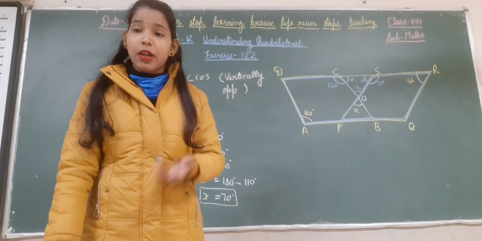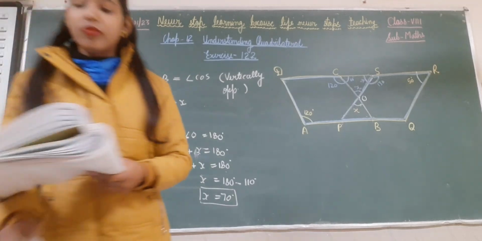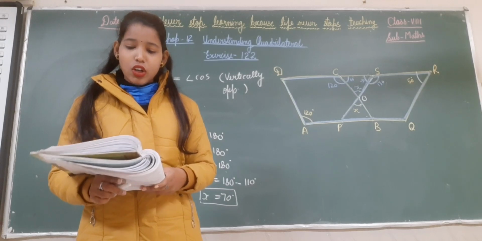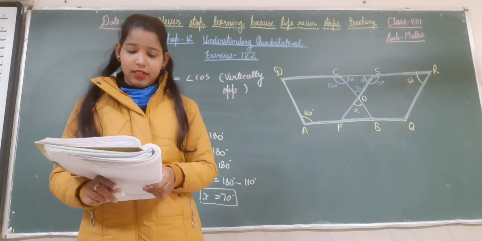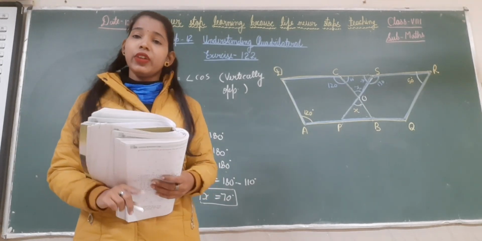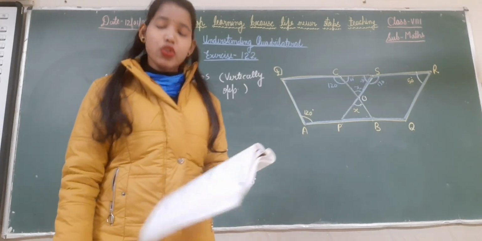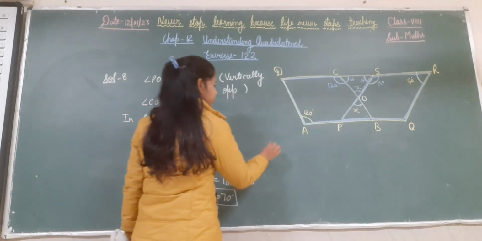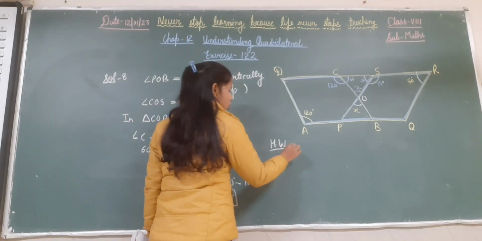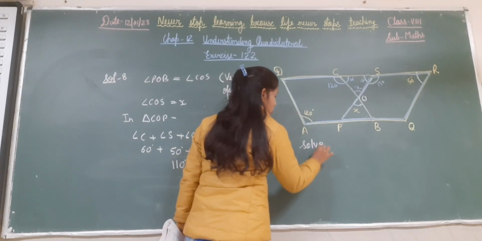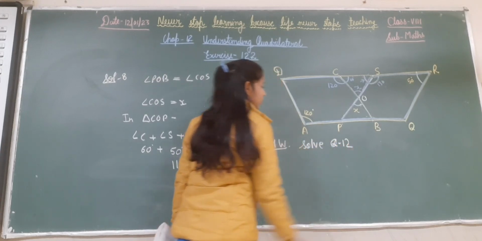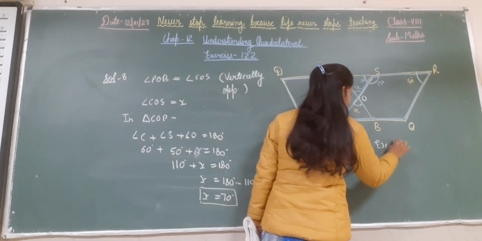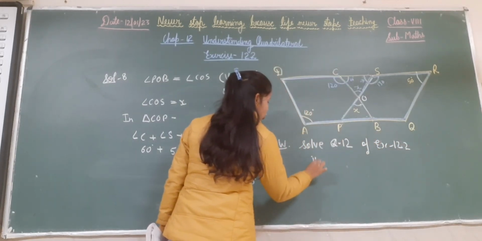I am saying it continuously. So now your homework is to solve question number 10. Question number 10 is proving. Okay, so you have to solve question number 10 in your practice copy. Okay, so write down your homework. Solve question 12 of exercise 12.2 in practice copy.